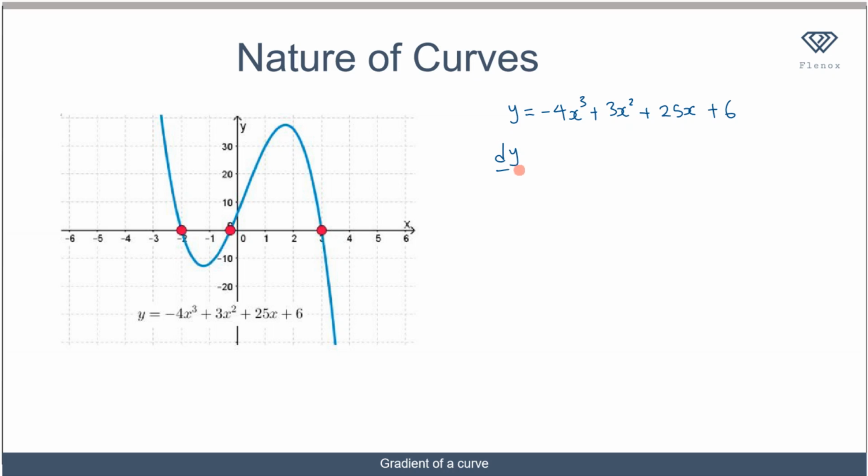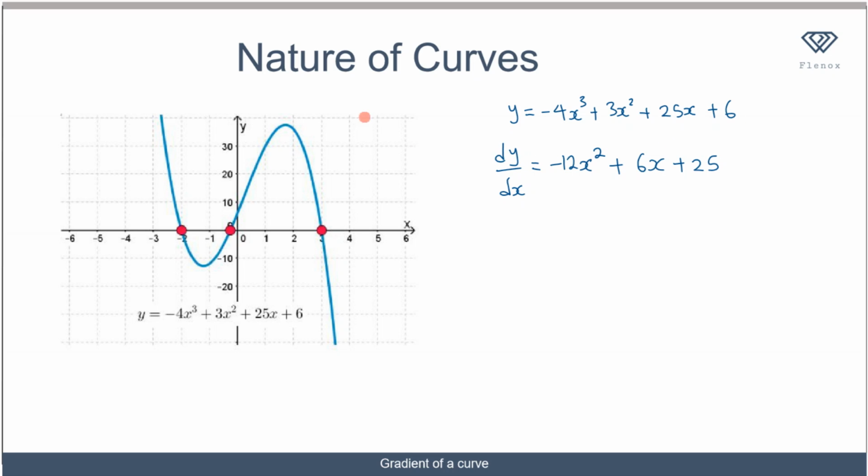So dy/dx will be equal to, based on our rule for finding differentiation of algebraic functions, this 3 comes down here. So I have -4 times 3, which gives me -12x, and the power reduces by 1. So I have 3 minus 1, which is 2. Then plus 3 times 2 gives me 6, then x, then this becomes plus 25, and this 6 becomes 0.